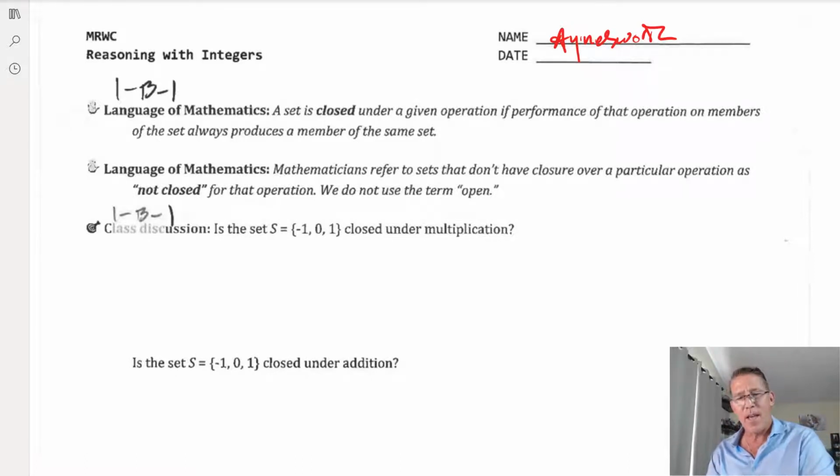This is Mr. Ainsworth and we are in MRWC. We're talking about math, reasoning with connections here. And we're going to do a little prep for 1B1. Okay, so it's a little prep. When I say prep, I mean a discussion.